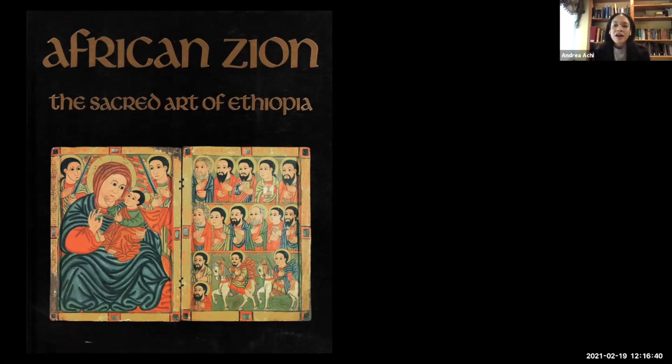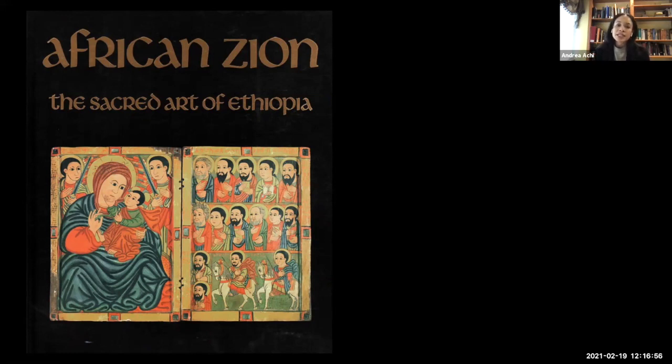But according to the catalog, African Zion started at the Walters and then traveled to the Schomburg in New York City, went to the Menil Collection in Houston, and then went to African American focus museums in Dallas, Chicago, Virginia, and LA, and then ended up at the Cleveland Museum of Art in 1996.